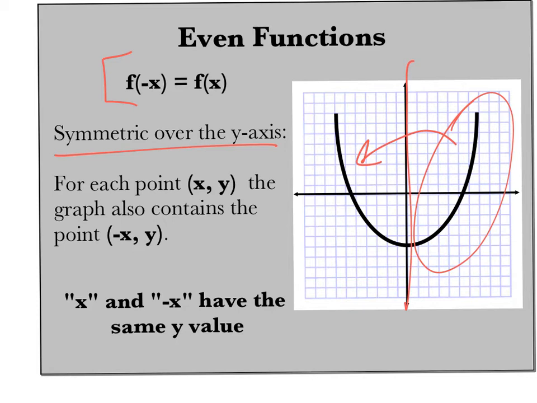One thing to think about with that then is if you have a point x, y on the function, if it's even, then the point -x, +y is also on that function. So if x, y is on it, then -x, y is on it. x and -x have the exact same y value. That's an even function.